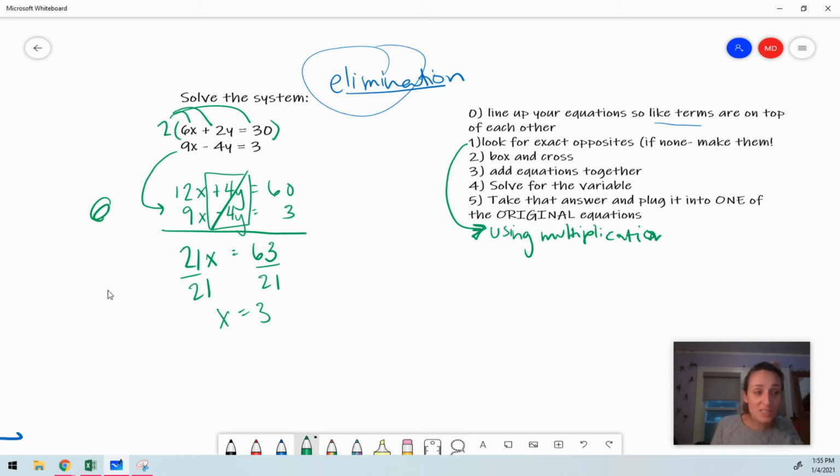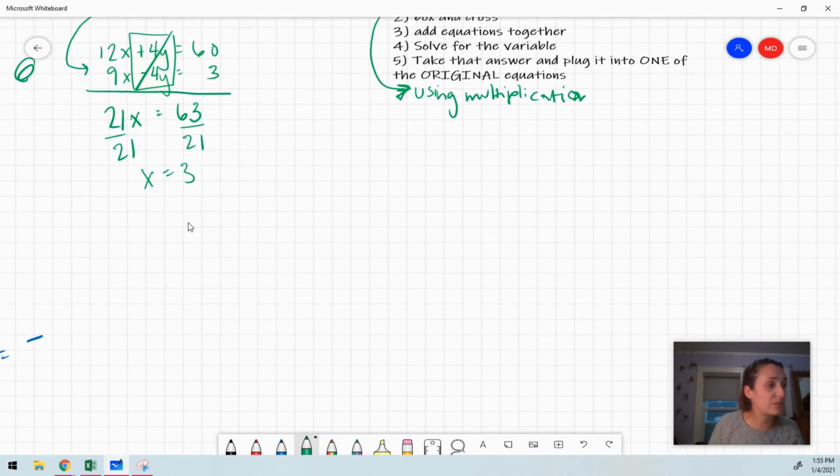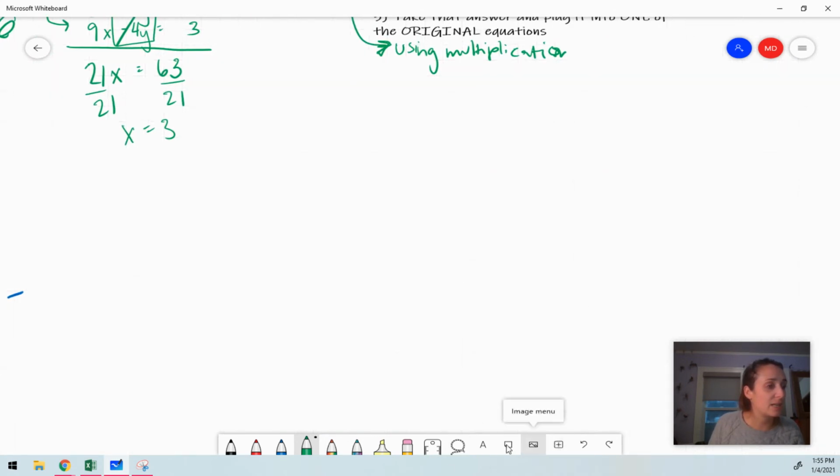So I can force there to be opposites. I can force that by saying, oh, you're not exact opposites yet, but if I multiply this by 2, then now I have exact opposites. Let's try another one. So using multiplication, I'm going to do another one.